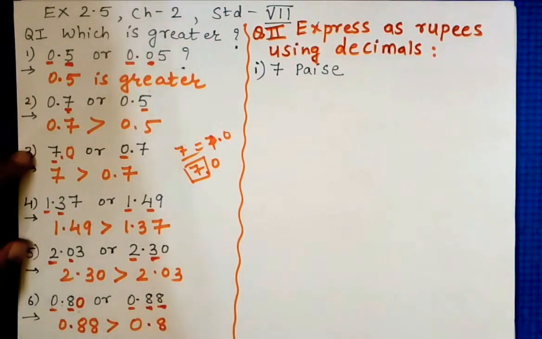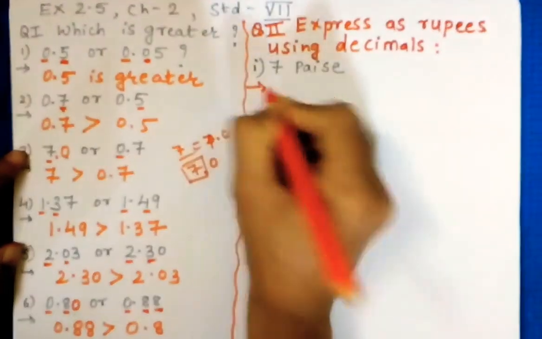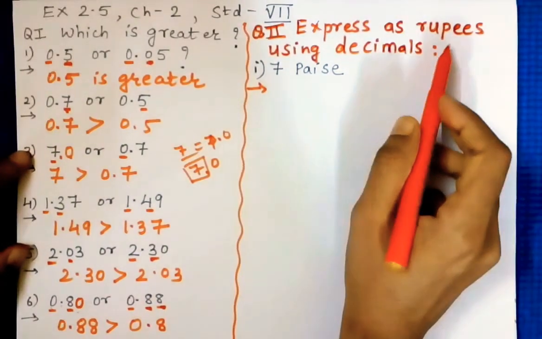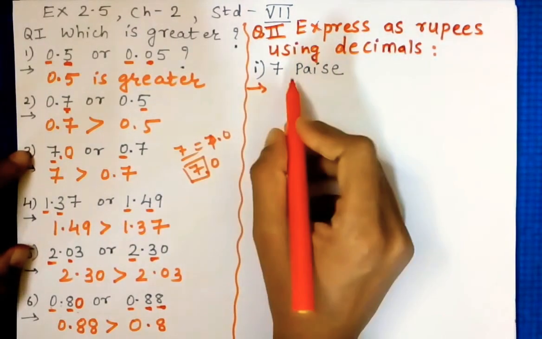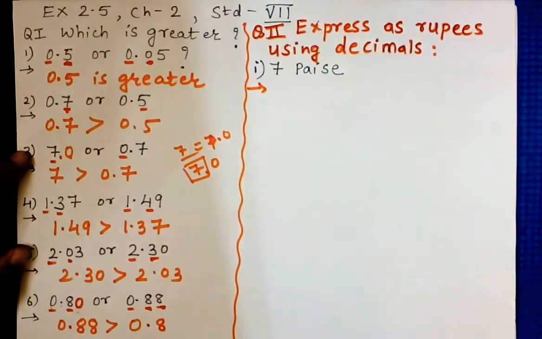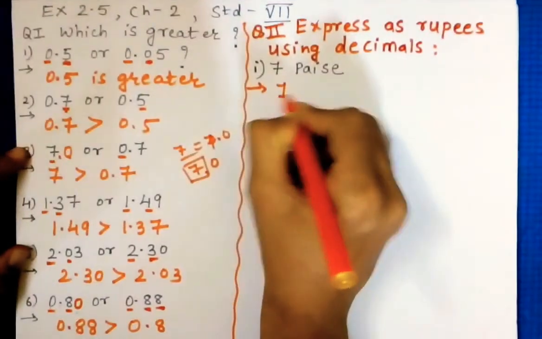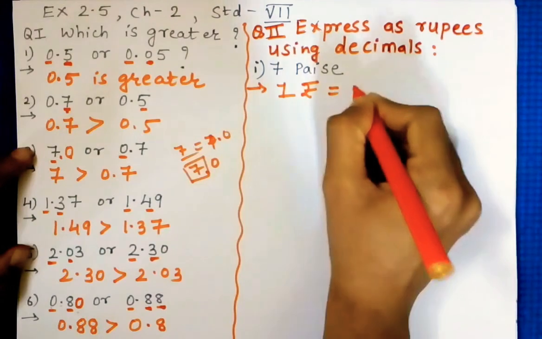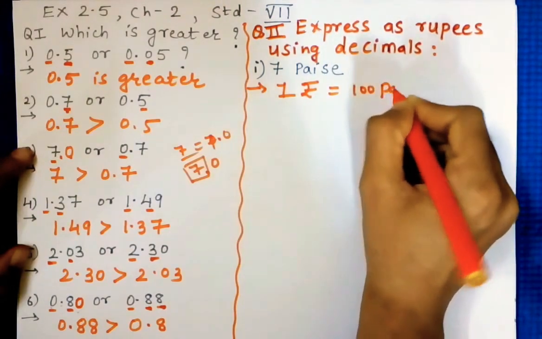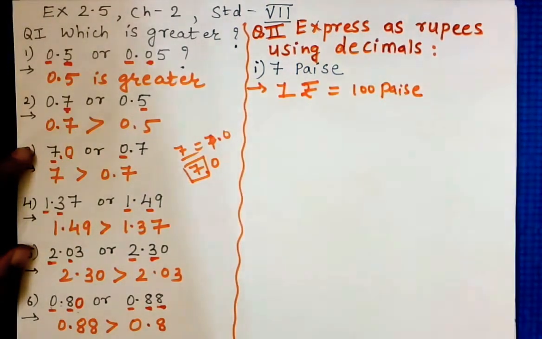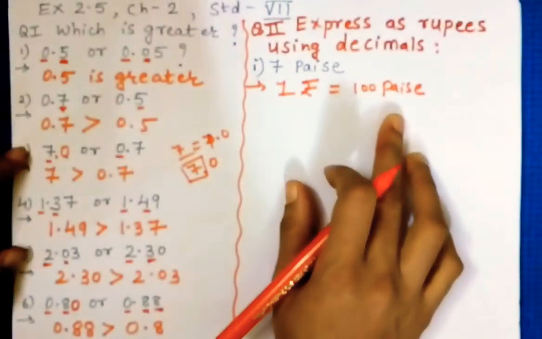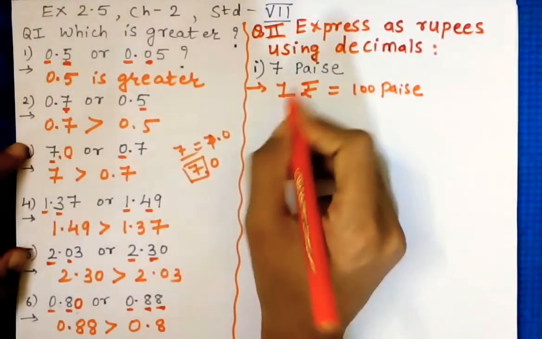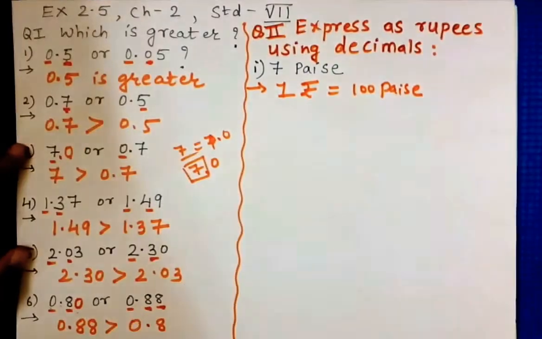Hope you understood. Now moving ahead with question number 2. Question number 2 is express as rupees using decimals. Now paise is given and we have to convert it to rupees. So you all know that 1 rupee, this is the symbol of rupees, is equal to 100 paise. So 1 rupee means 100 paise, but they have given paise and we are going to convert it to rupees.